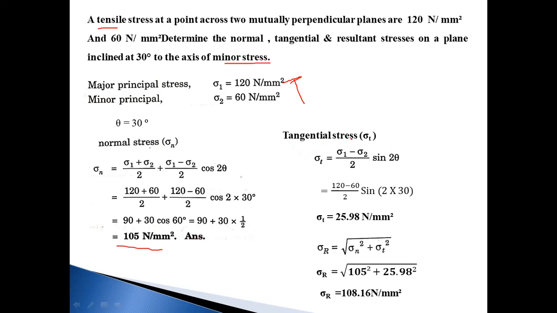Similarly, we calculate tangential stress, that is sigma t. For sigma t, the equation is sigma 1 minus sigma 2 divided by 2 into sin 2 theta. So sigma 1 is 120 minus 60 divided by 2 into sin 2 into 30. Once again, sin 2 theta means you multiply the angle by 2, that is 2 into 30 is 60, and you calculate sin 60. It is the right procedure to calculate sin 2 theta. Then sigma t becomes 25.98 Newton per mm square. Then resultant stress sigma r is equal to square root of sigma n square plus sigma t square. Sigma r is 105 square plus 25.98 square, and take the square root of that answer, that is sigma r is 108.16 Newton per mm square.